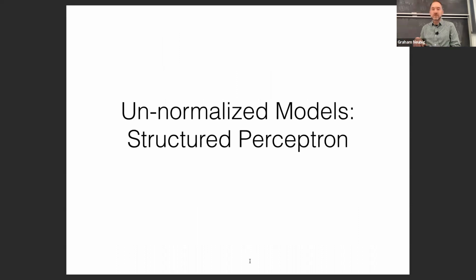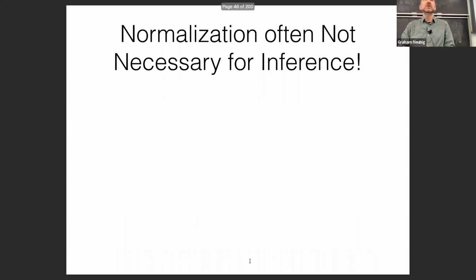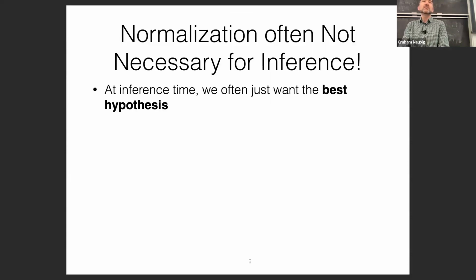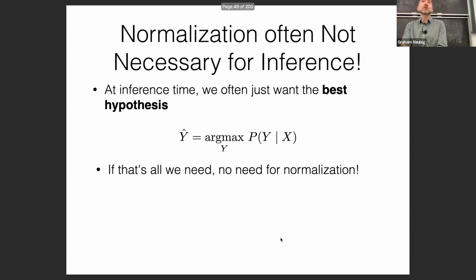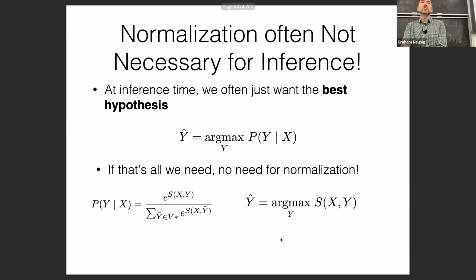So I'm going to go through a whole bunch of different methods that we can use to train models in a structured way. And the first one I'm going to do is structured perceptron. And one thing to note is that normalization is often not necessary for inference. So if all you want to do is get a good output, you actually don't need a probabilistic model. You just need a model that gives you good outputs scored higher than bad outputs. And so that's what you're doing here. You have your argmax. And if that's all we need, we don't need to normalize.